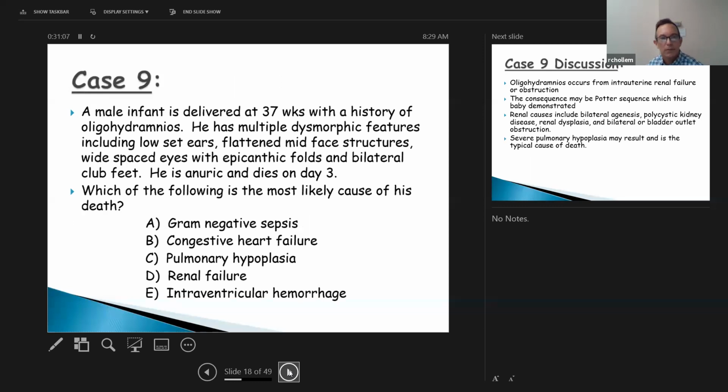All right, a male infant is delivered at 37 weeks with a history of oligohydramnios, multiple dysmorphic features, including low set ears, flattened midface structures, wide spaced eyes, bilateral club feet. He is anuric and dies on day 3. Which of the following is the most likely cause of this baby's death? Gram-negative sepsis, congestive heart failure, pulmonary hypoplasia, renal failure, intraventricular hemorrhage. First, so what is this describing? Potters, okay.